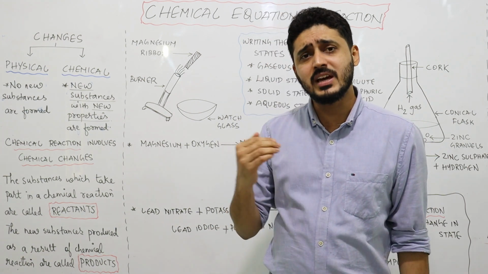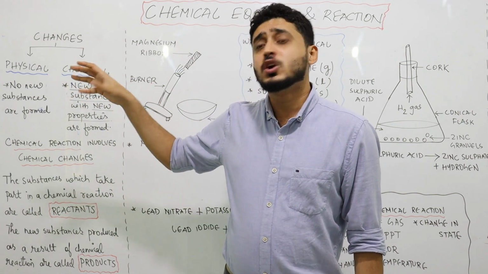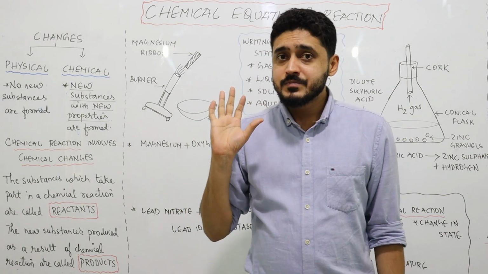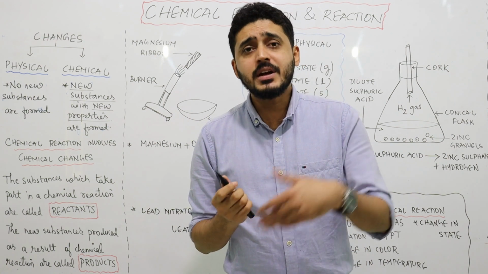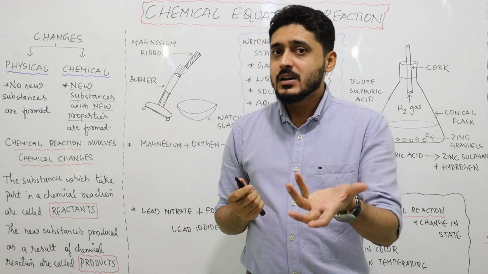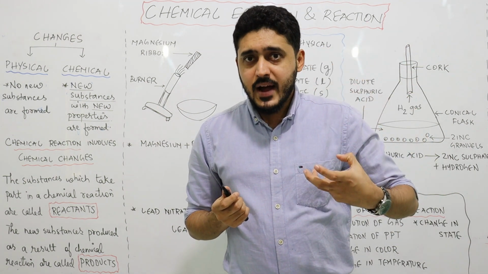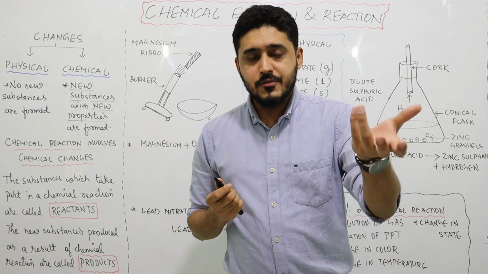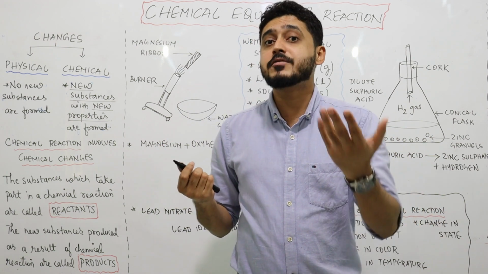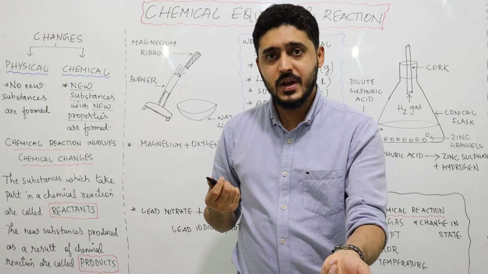Basically, when we define a physical change, we say that physical changes are those changes in which no new substances are formed. Example, melting of wax. When you melt wax, it turns into a molten form. From that molten form, when you cool it down, it will turn back to wax. So no new substances are formed, and physical changes are reversible. You can get back the product.